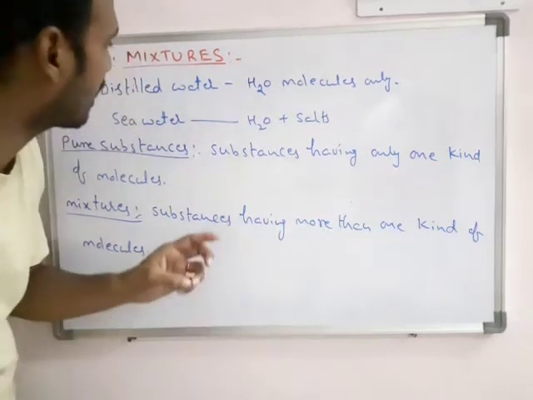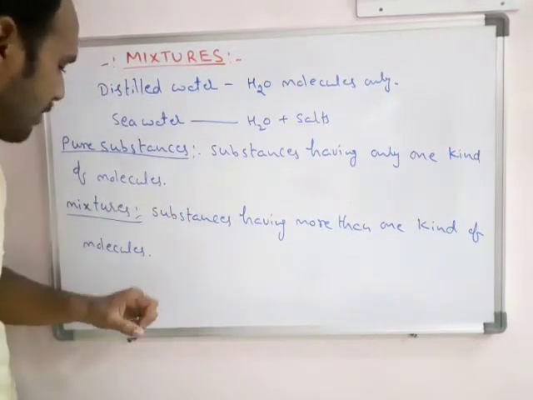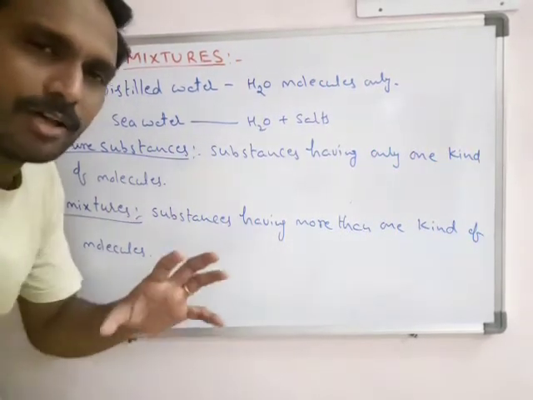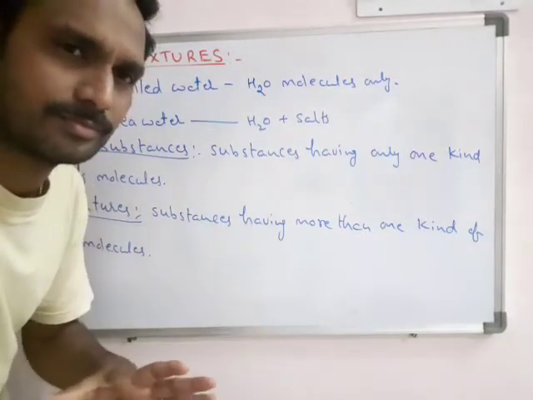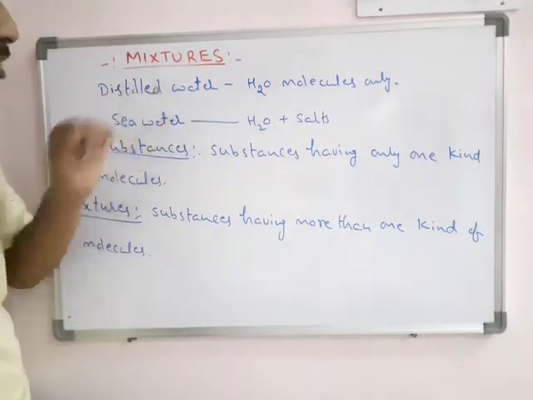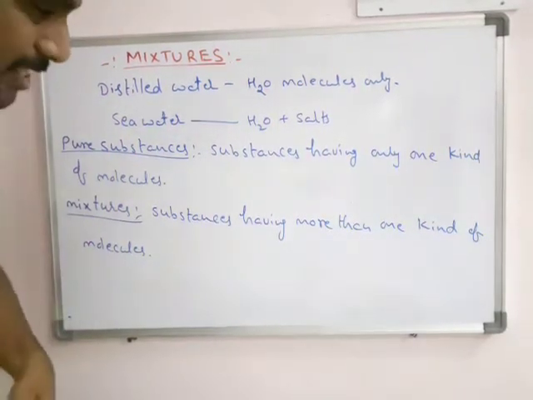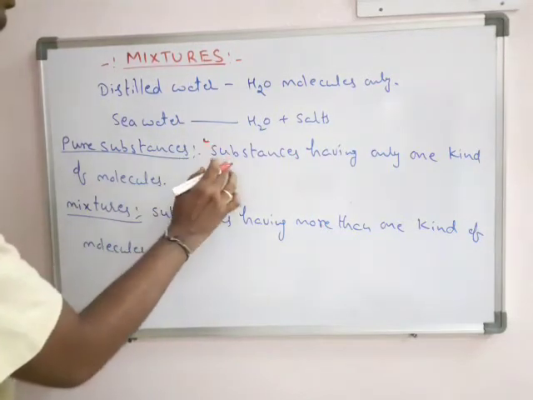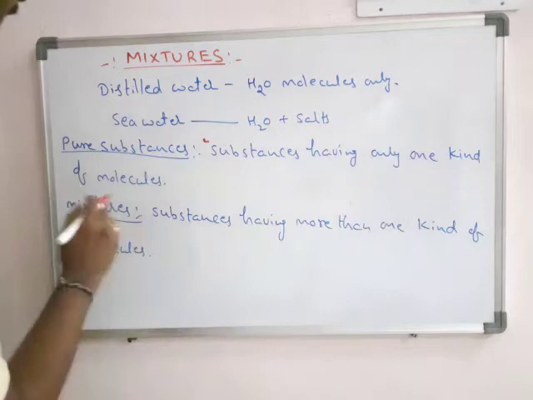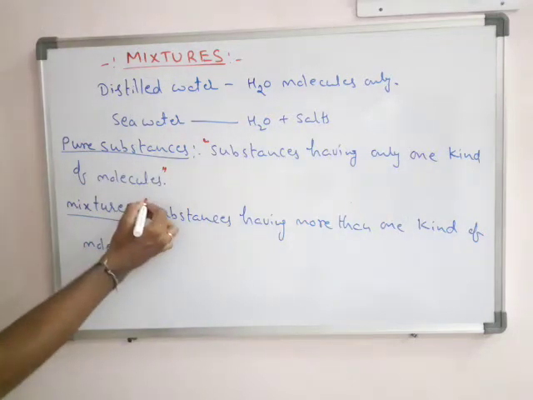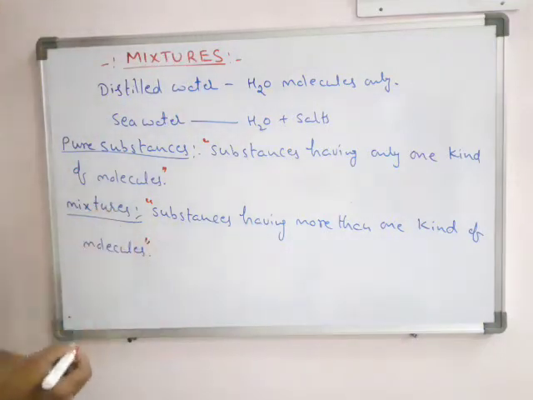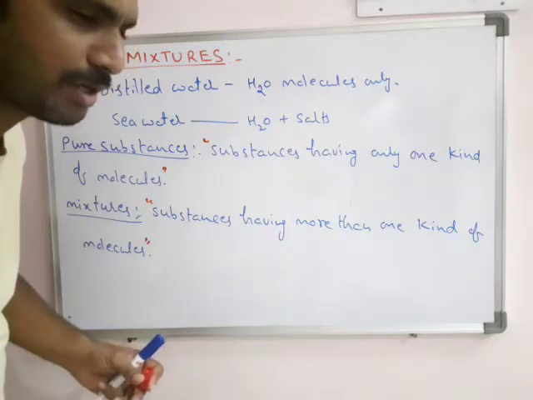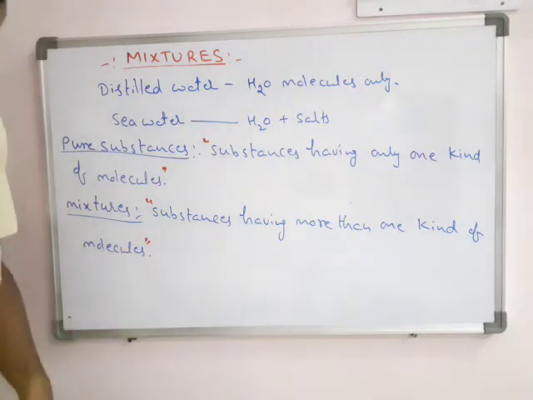What is the difference between pure substances and mixtures? There is nothing more to discuss in pure substances because it is a pure one. Now our discussion is totally about mixtures. So write the definitions and all points perfectly. Pure substances are substances having only one kind of molecules. Mixtures are substances having more than one kind of molecules: 1 plus 1, 1 plus 1 plus 1, many like that.